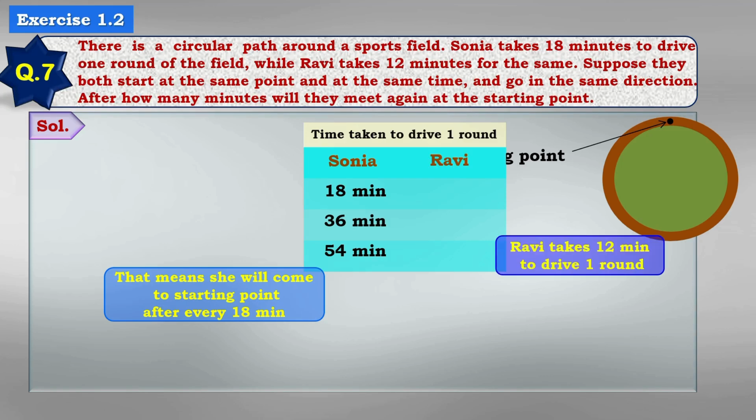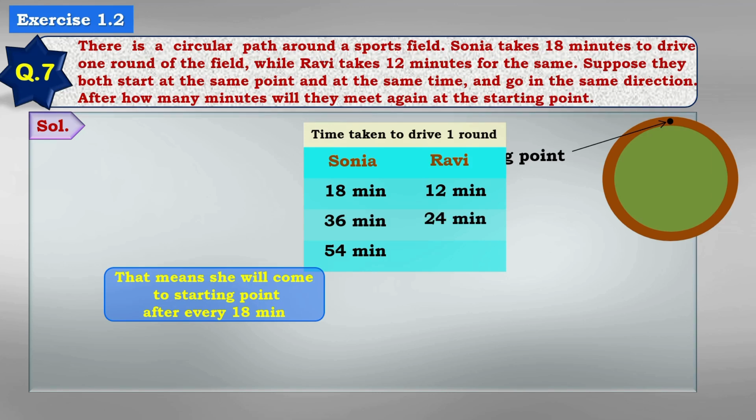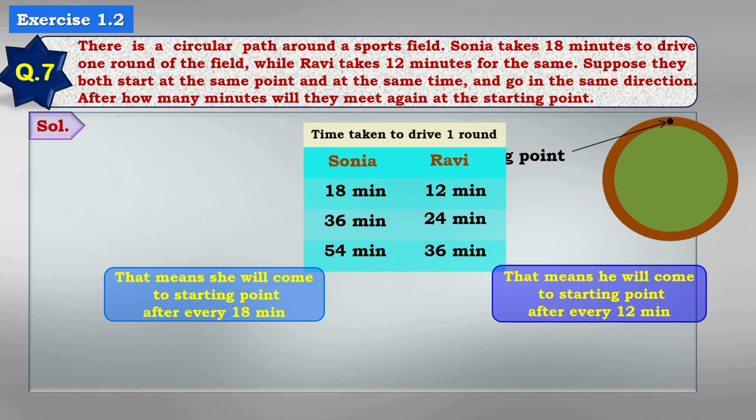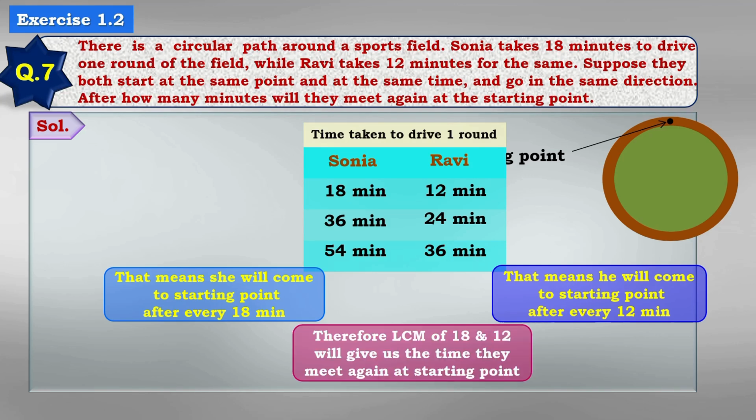And Ravi takes 12 minutes to drive one round. So first round Ravi is taking 12, then next round in total he is taking 24, then third round he is taking 36 minutes, and in this way. So that means he will come to the starting point after every 12 minutes. Therefore the LCM of 12 and 18 will give us the time they meet again at the starting point.